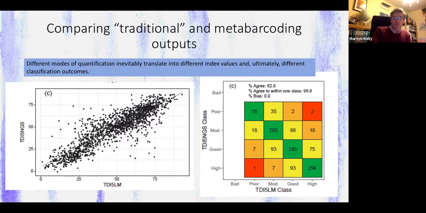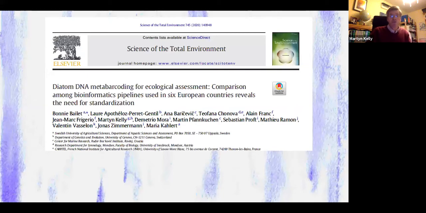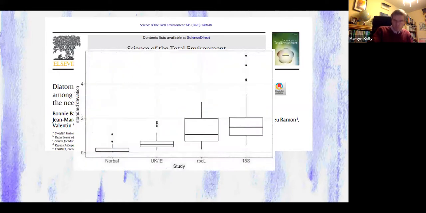And one final incidence, one final metabarcoding study from Europe that I wanted to share with you would be this comparison amongst bioinformatics pipelines used in 6 European countries. Now, the bioinformatics pipeline is the computer programs that process the output from the barcoding platforms like the MiSeq and turn it into lists of species. So roughly it's equivalent to the brain of the human analyst.